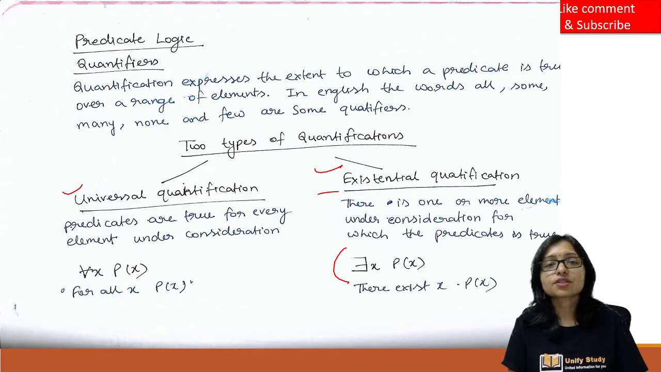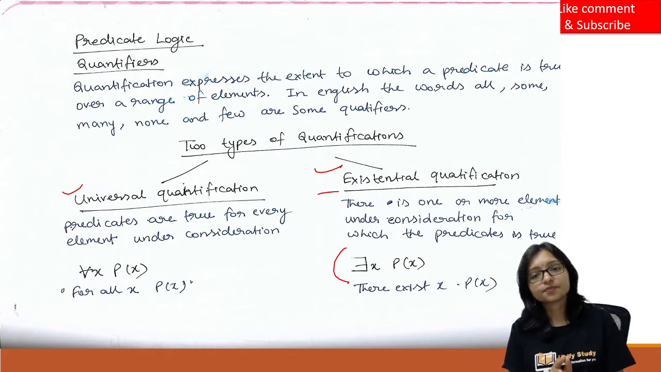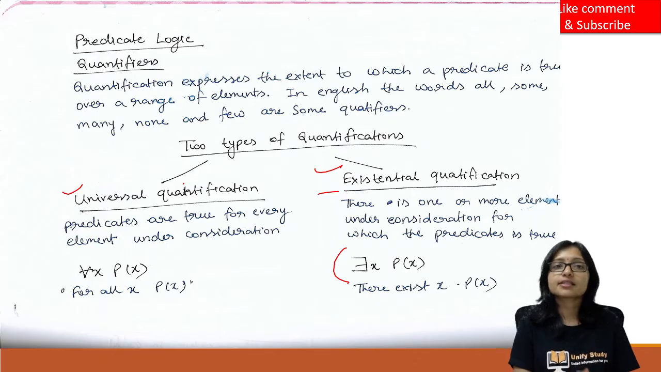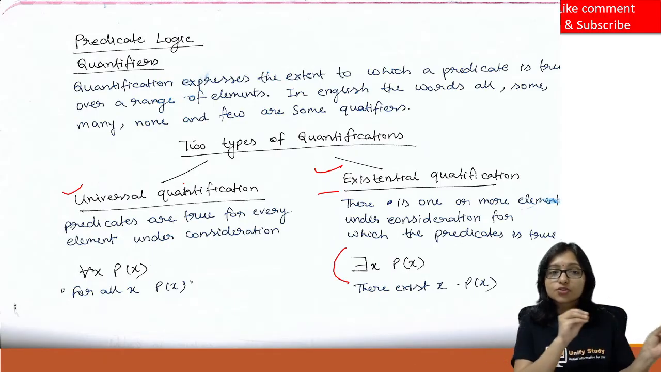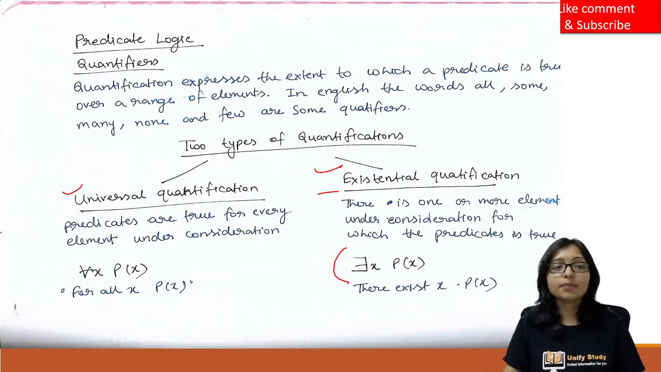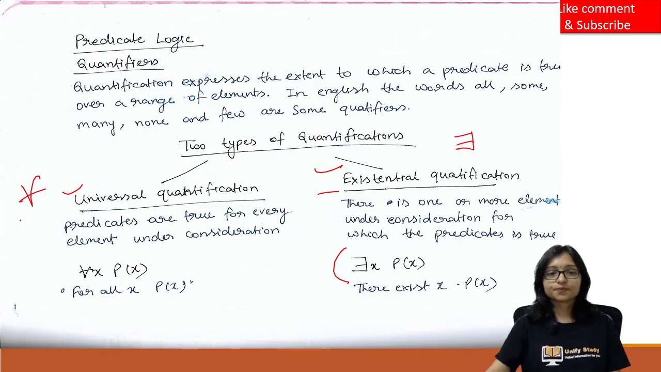There exist means there exist some students, some are male, some are female. There exist means some of them, and for all means all of them. So all means for all. We are writing in this way. There exist means there exist, in this way.